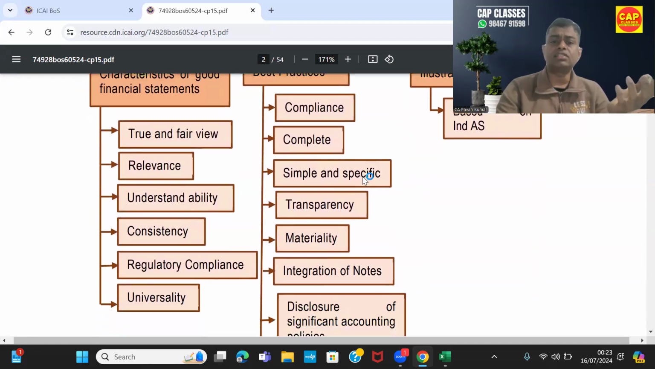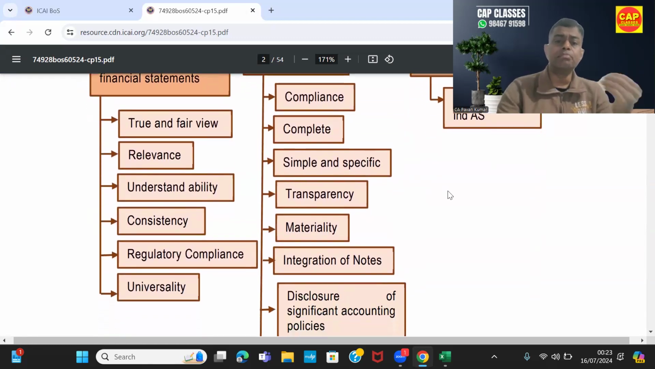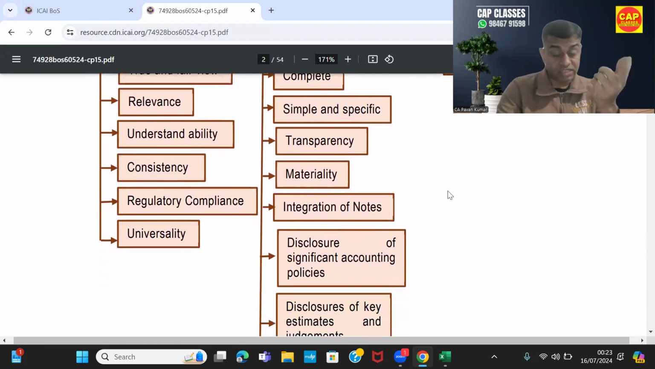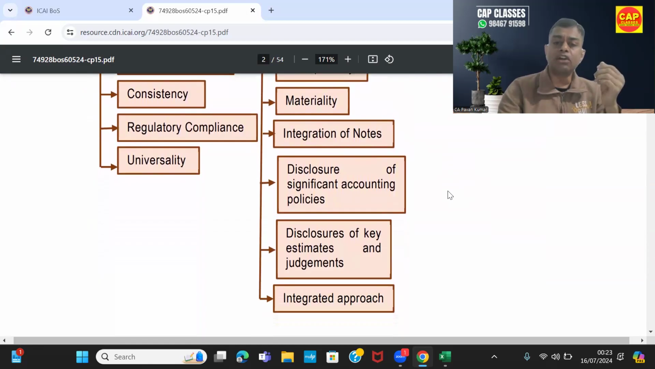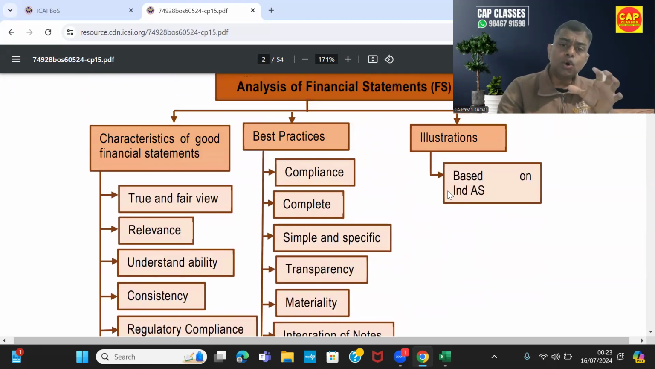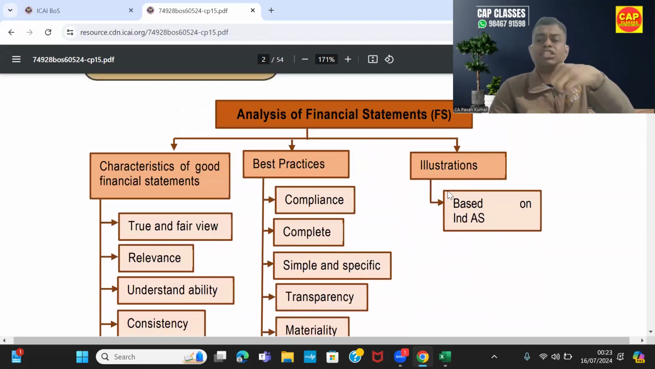Then come to best practices: compliance, completeness, simple and specific, transparency, materiality, integration, which is important, disclosure of significant accounting policies, disclosure of key estimates and judgments, integrated approach. Again, this is important from practice point of view, it is not important maybe from exam point of view. So the whole umbrella of best practices is also not relevant.